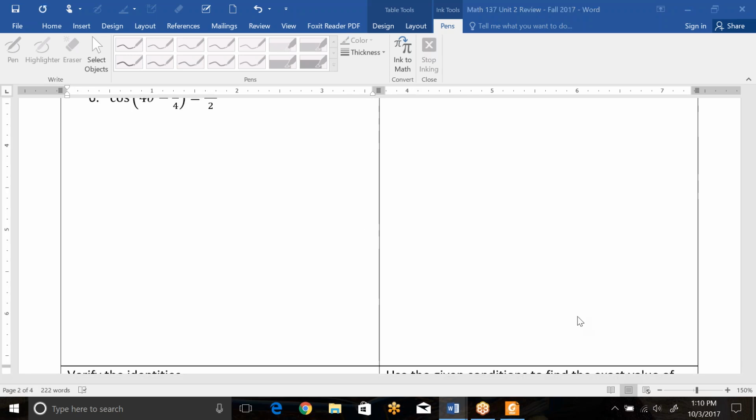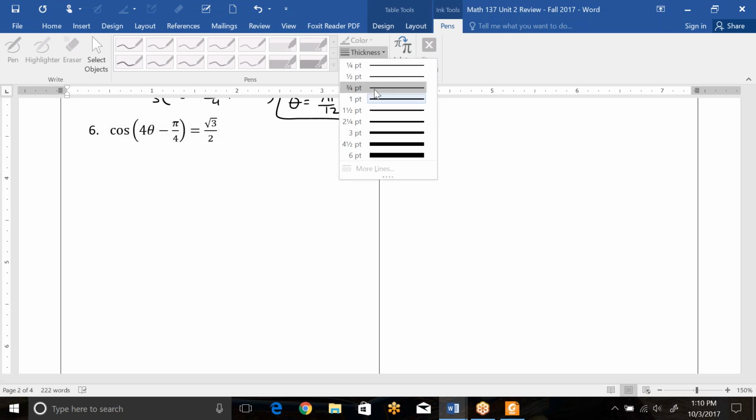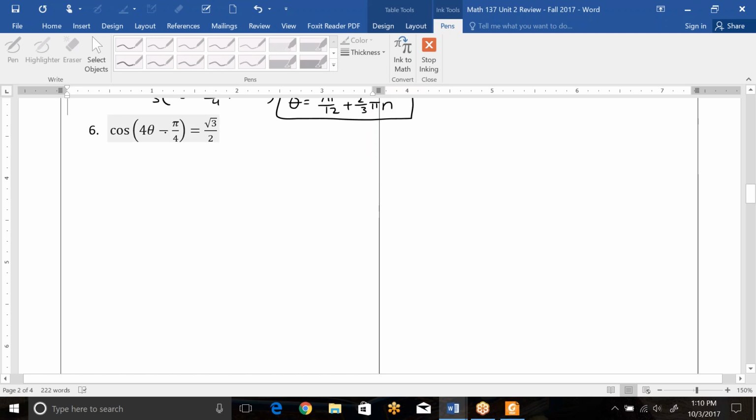Okay, kind of similar situation here for this one, except it's not showing up. Hang on just a second. It's cosine of 4 theta minus pi over 4 equals square root of 3 over 2. So because that inside is all part of the angle, so you notice it's in the parentheses, we're just going to call alpha this time 4 theta minus pi over 4. Okay, so we're going to be solving for alpha first, then we'll back substitute to solve for theta.